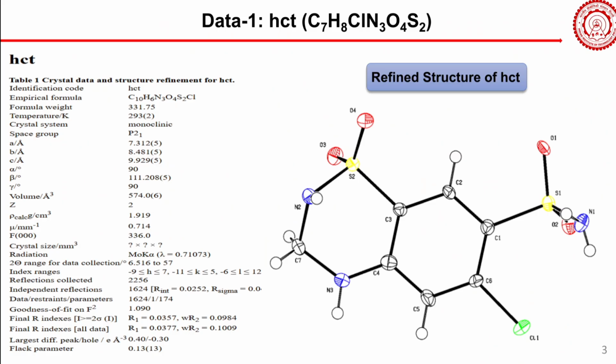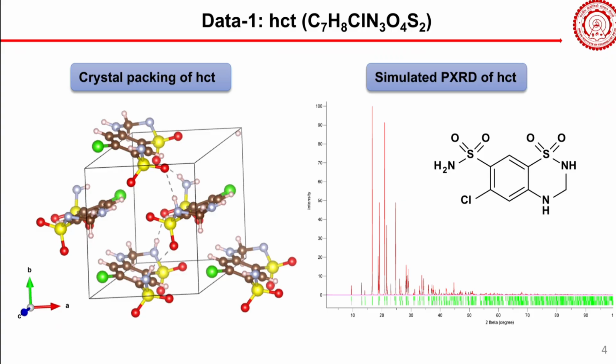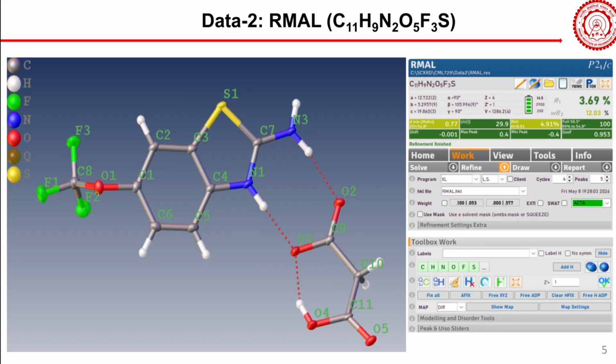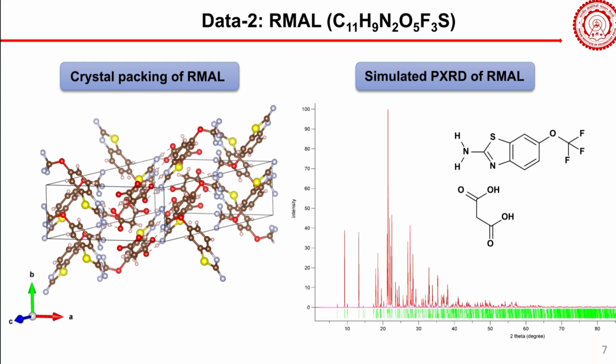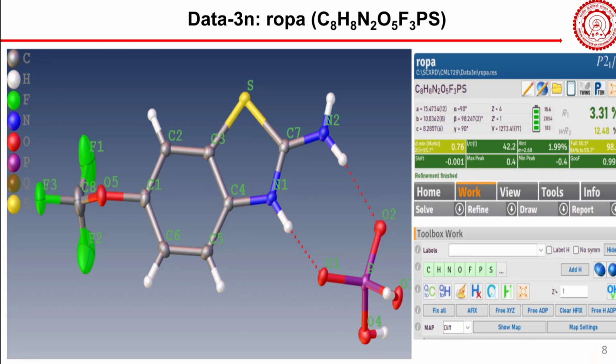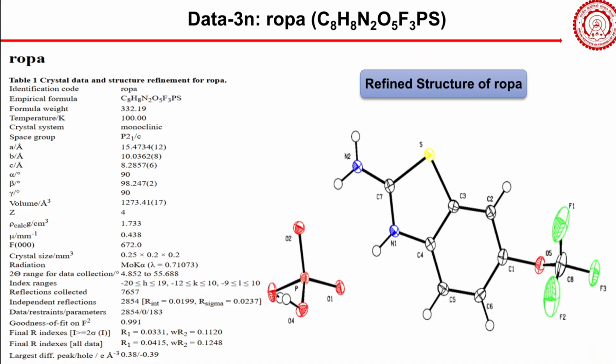Here I have already solved some molecular structures. For this, I have used Olex2 software and Vesta for crystal packing and powder XRD pattern simulation. In this video, I am going to show how we refine a structure in Olex2, generate a report and zip file, and then we will learn to generate powder XRD pattern in Vesta.